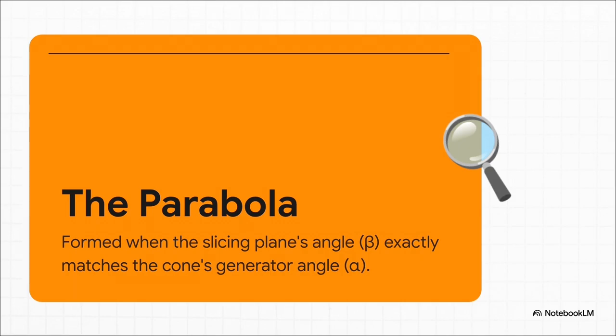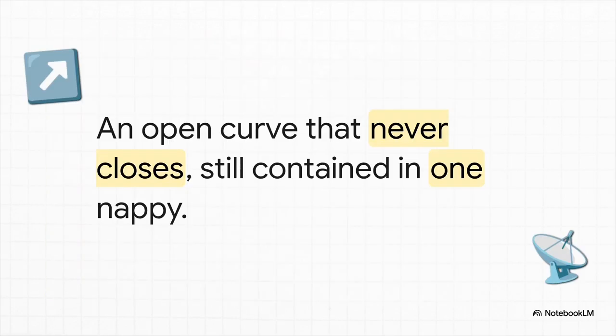We're going to tilt our plane until its angle, beta, is the exact same as the cone's angle, alpha. So what that means is our slice is now perfectly parallel to the side of the cone. And when you nail that perfect alignment, you get this, the parabola. It's that classic U shape. And unlike the circle or the ellipse, this guy is never, ever going to close. Its arms just keep going on and on forever. But look, it's still contained inside just one nappe.